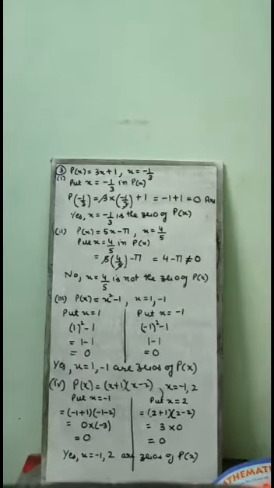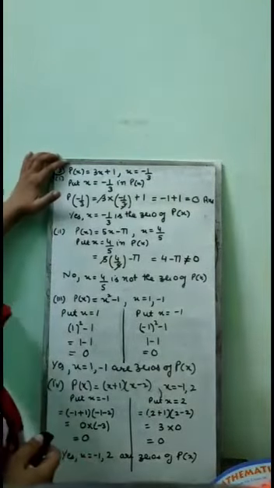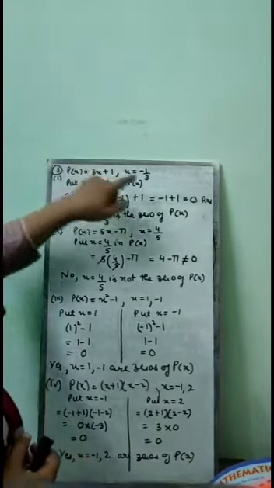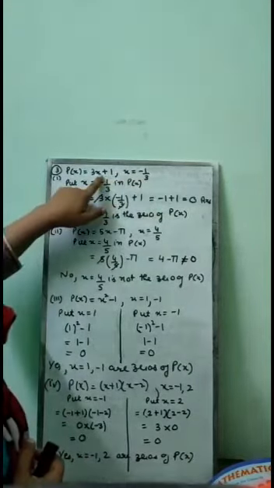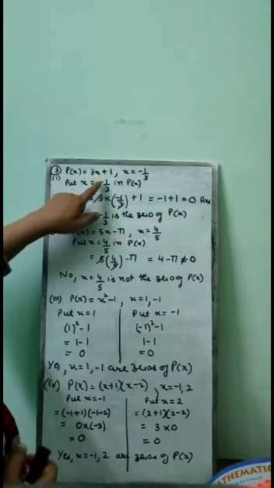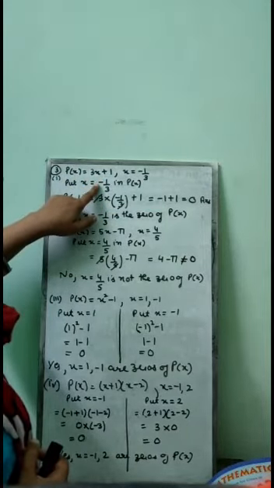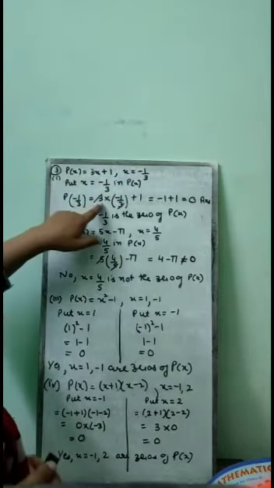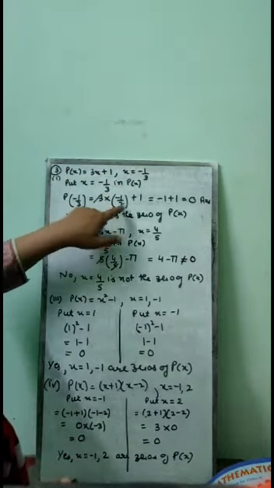Yes students, now we are going to discuss sum number 3. In sum number 3, you are to find whether the given value is the zero of the given statement or not. What you will do? You will do in first part x is equal to minus 1 by 3. Put this value in p(x). You will get 3 into minus 1 by 3 plus 1.